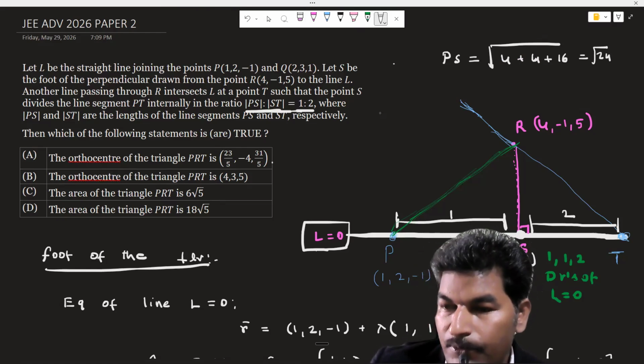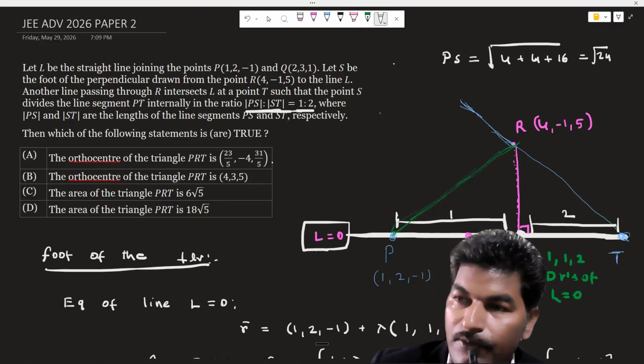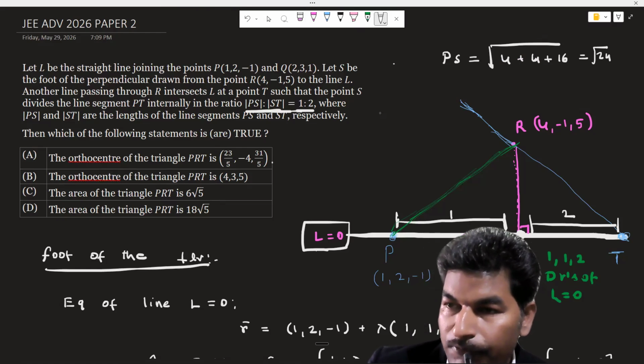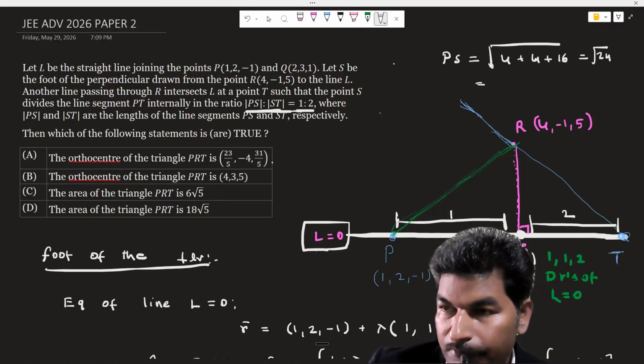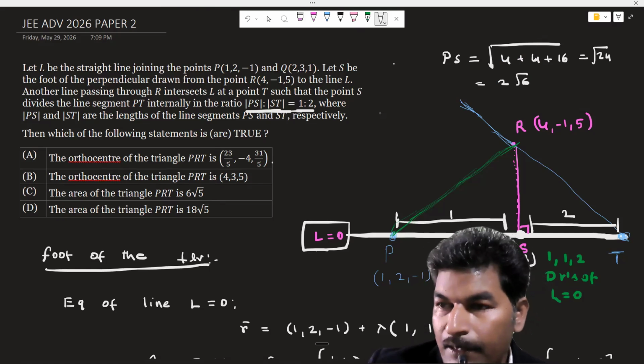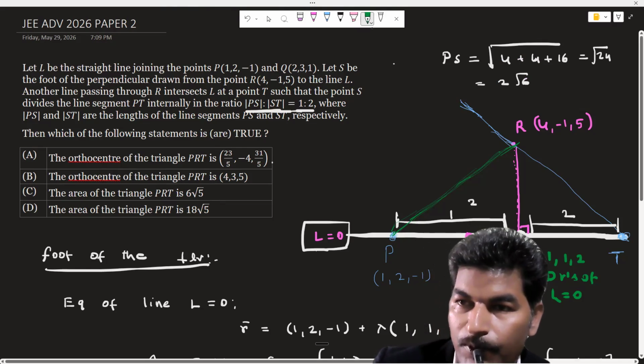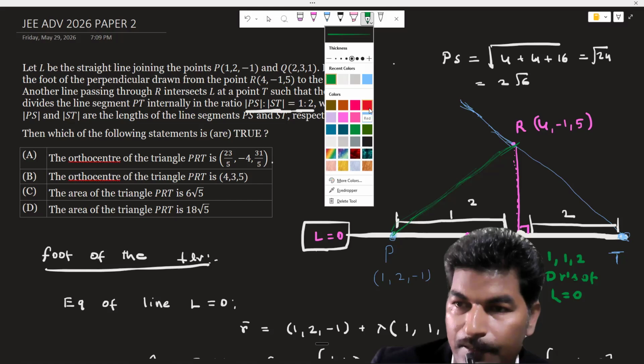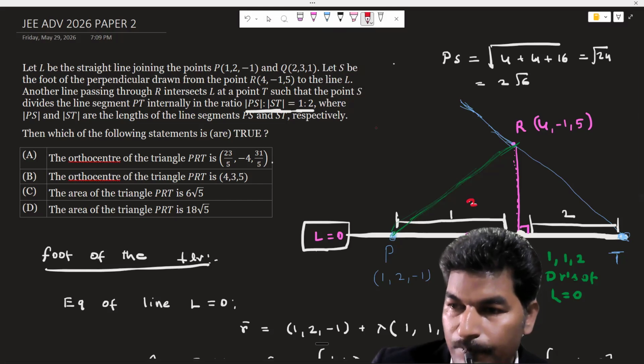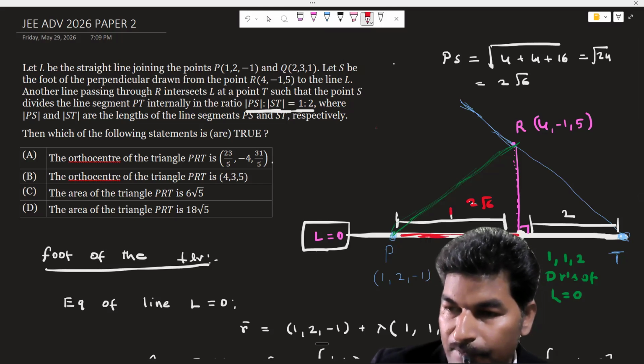3 minus 1, 2 square, 4. 4 minus 2, 4. And 3 plus 1, 4, 16. Okay, 24. So 24 we can write as 4 times 6, so of course 2 root 6 you can write. The distance from this point to this point was 2 root 6, and it is one time.